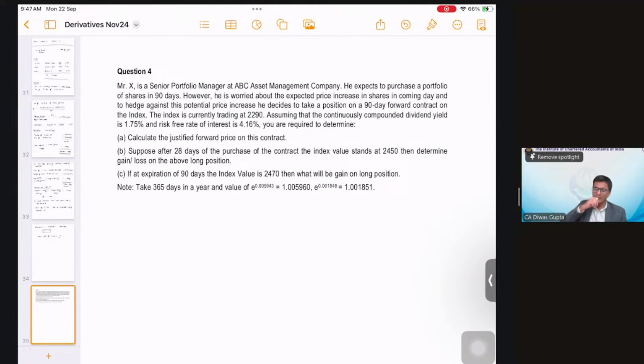Question number 4. Mr. X is a senior portfolio manager at ABC Asset Management Company. He expects to purchase a portfolio of shares in 90 days. However, he is worried about the expected price increase in shares in coming days, and to hedge against this potential price increase, he decides to take a position on a 90-day forward contract on the index.